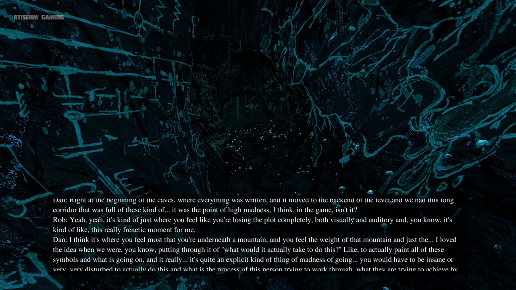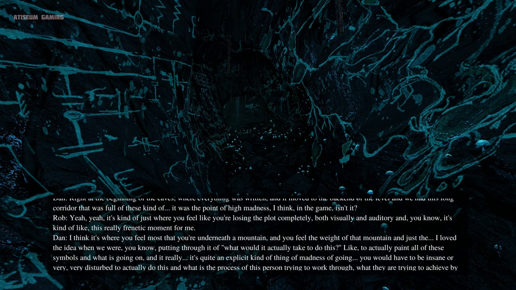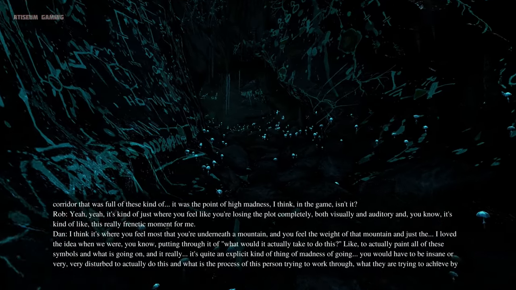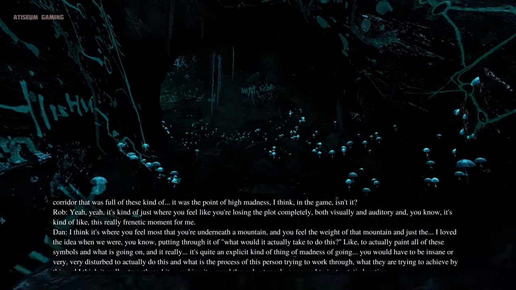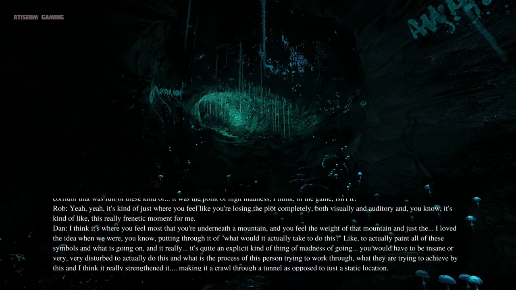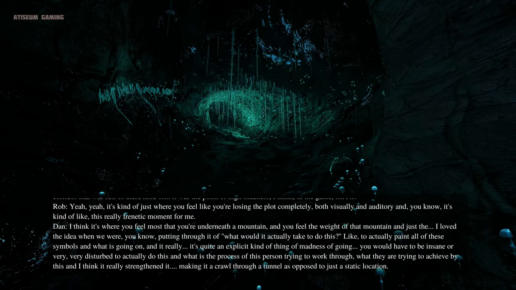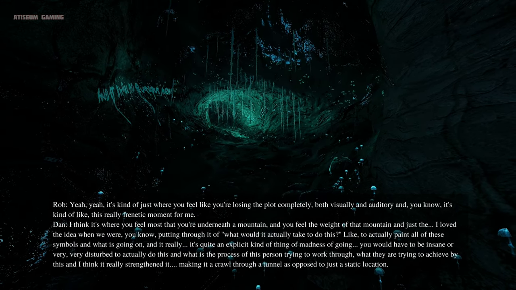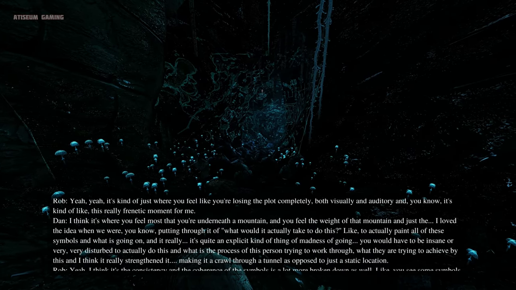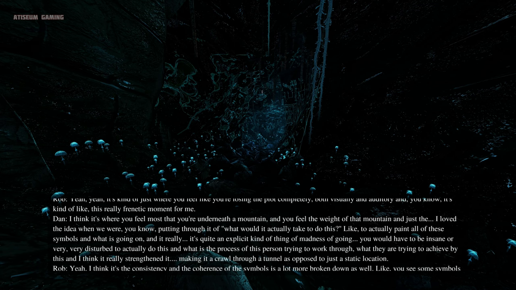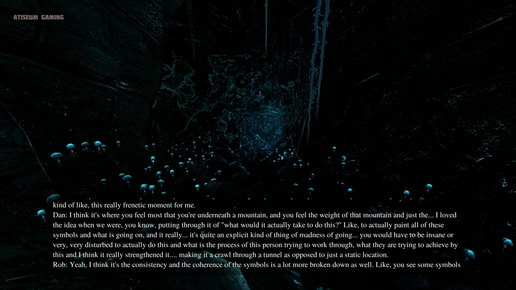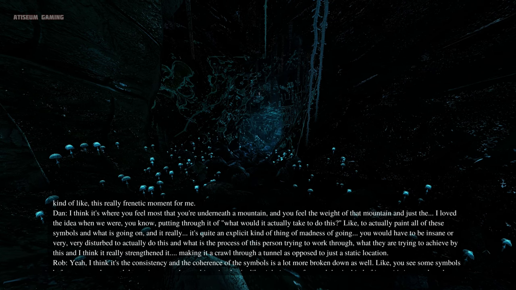I think it's where you feel most that you're underneath a mountain and you feel the weight of that mountain. I loved the idea, when we were putting it through, of what it would actually take to do this, to actually paint all these symbols. It's quite an explicit expression of madness: you would have to be insane or very disturbed to do this, so what is the process this person is trying to work through, what are they trying to achieve? And I think it really strengthened it, making it a crawl through a tunnel as opposed to just a static location.